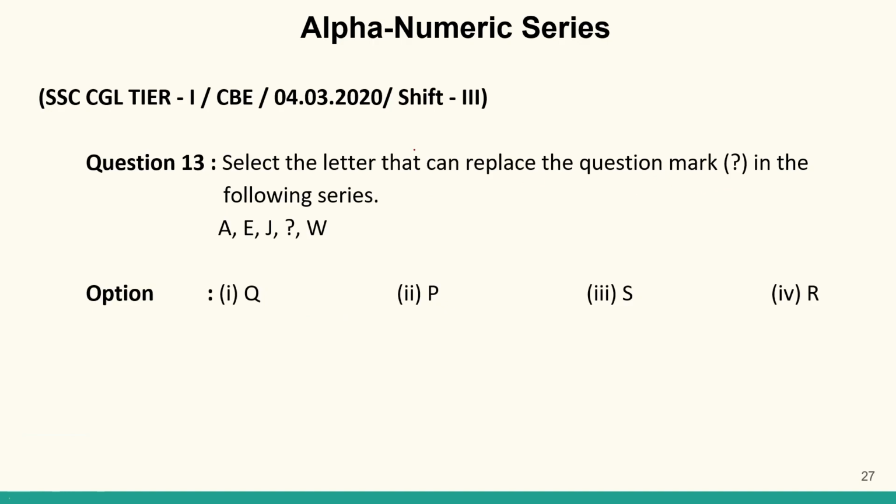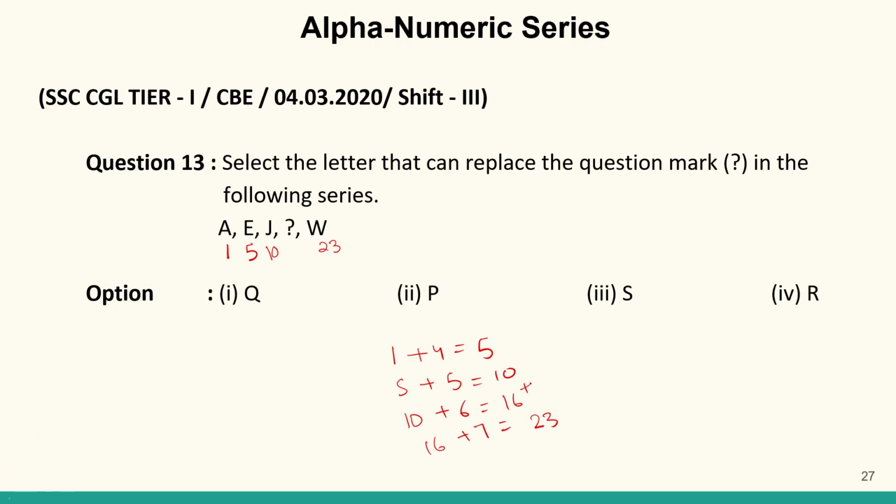Now this series, again, let us put the ranking, forward ranking. 1, E is 5, J is how much? J is 10, and W is 23. So in this question, I can see from 1 to 5 we are going, if we are adding 4 into this. From 5, if we have to go to 10, we are adding 5 to this. So logically, let me find out. If I add 6 into this, we'll get 16. And in 16, if I add 7, we'll get 23.